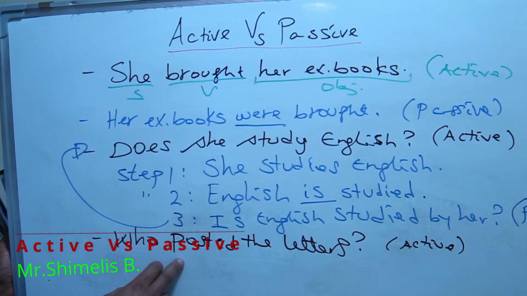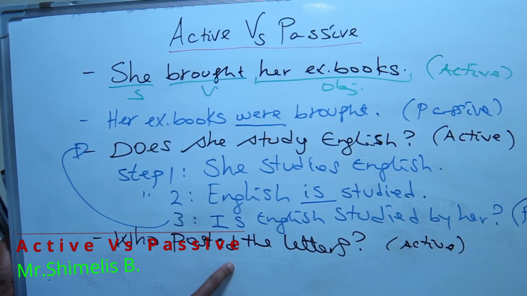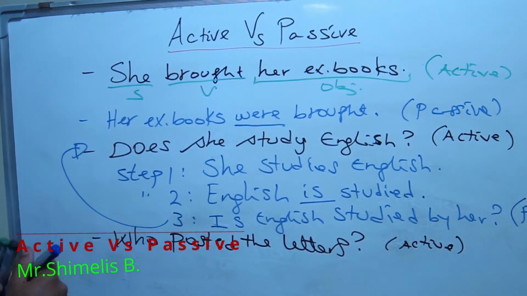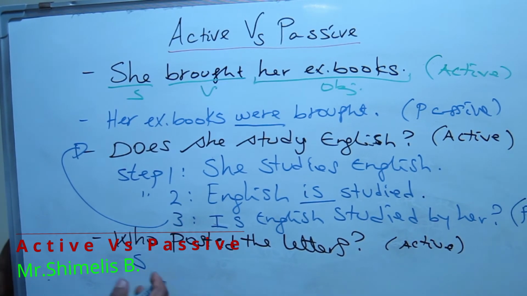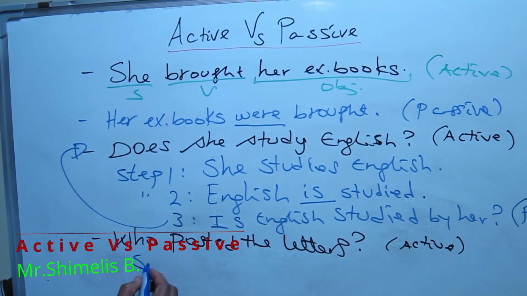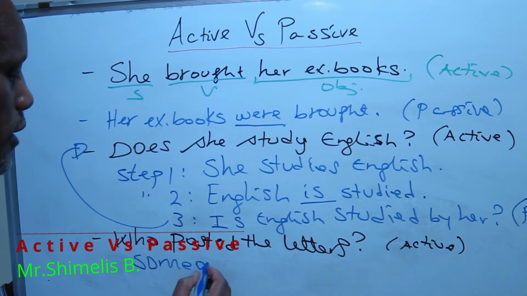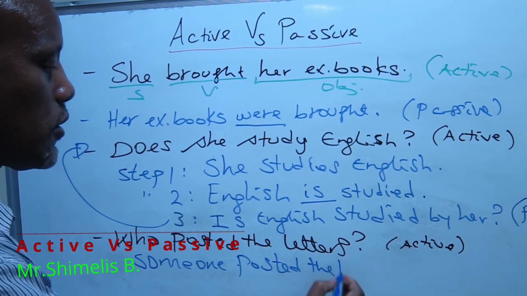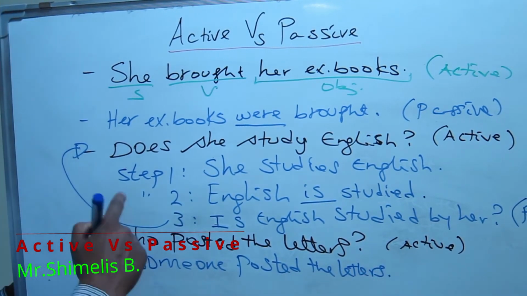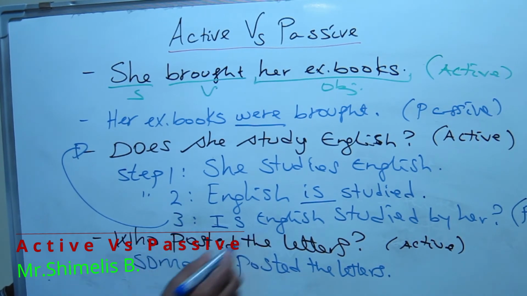Okay, let's first turn this to a declarative. So the declarative form would be someone, because we don't know who. Someone must be our subject, because this time we use indefinite pronouns as subject as long as we don't know who performed this action. So the safest subject for the declarative sentence would be someone or somebody, indefinite pronoun. So someone posted the letters. This is a declarative form for the given interrogative sentence.